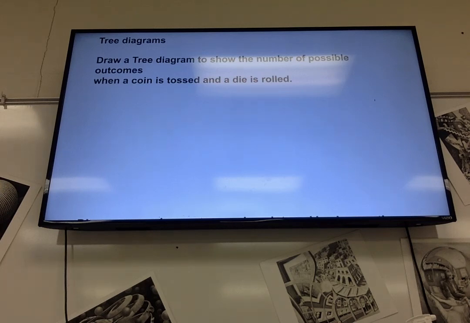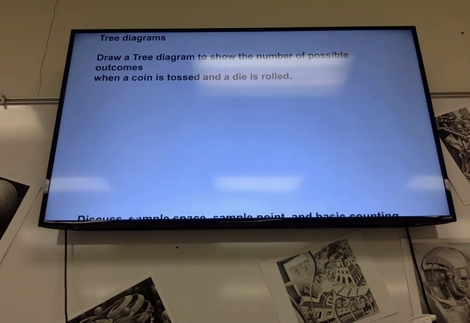Tree diagrams are great for figuring out the number of possible outcomes, or the way that things can happen when more than one thing is going on at a time. If it's just one thing, like flipping a coin or rolling a die, then it's not a big deal. But when you start doing the two together, it really increases the number of things that can happen.